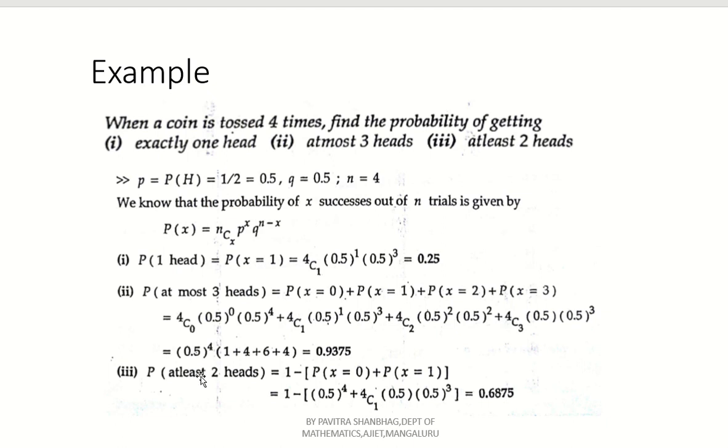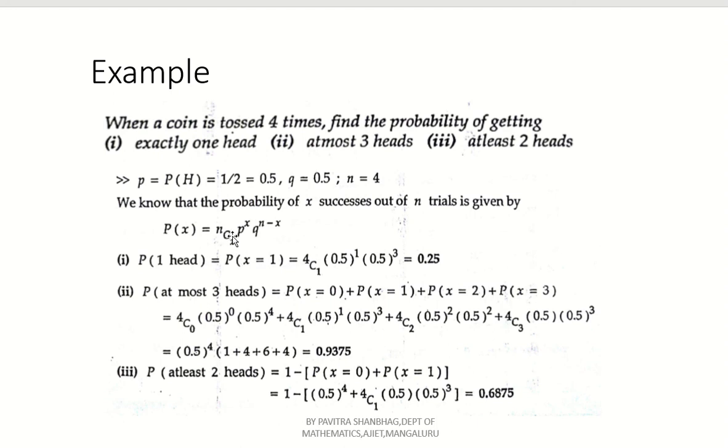That means the minimum limit is 2, and the maximum limit is up to the nth term. What is the nth term here? 4. N equal to 4 is given. So either you can calculate P of 2 plus P of 3 plus P of 4, or you can calculate 1 minus P of x equal to 0 plus P of x equal to 1.